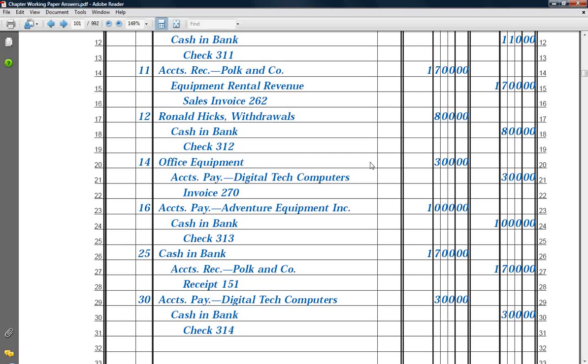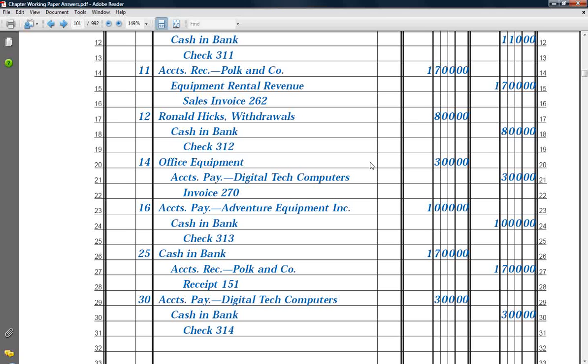On the 16th, we paid on account. We made payment on account to Adventure Equipment Inc. The accounts payable, Adventure Equipment Inc., has a normal credit balance. It increases with a credit and decreases with a debit. So we're paying someone back that we owe money. So we decrease the liability, accounts payable, Adventure Equipment Inc., $1,000 debit.